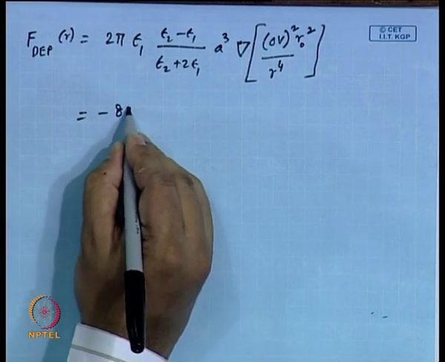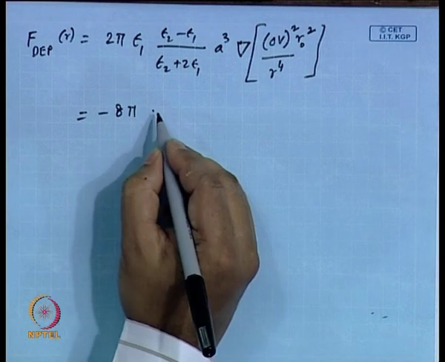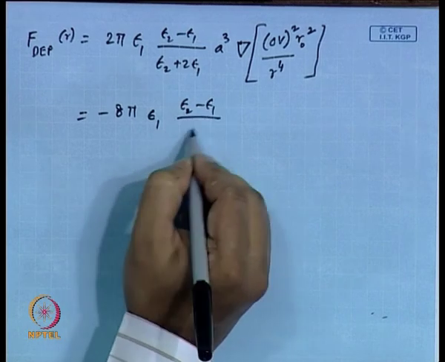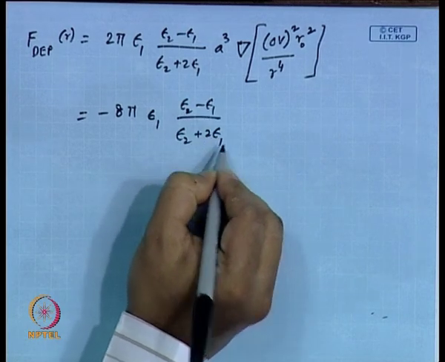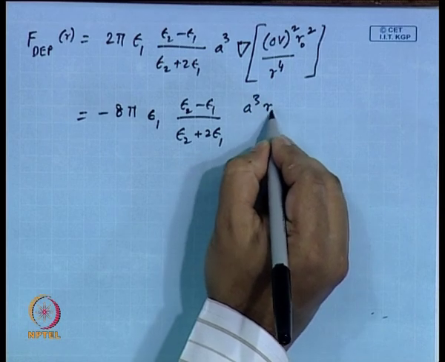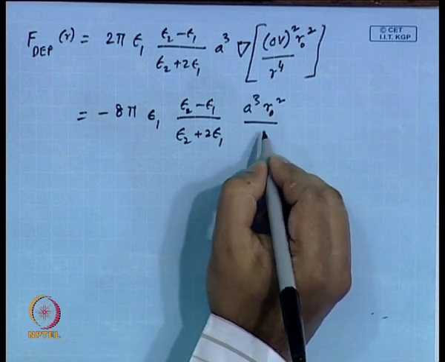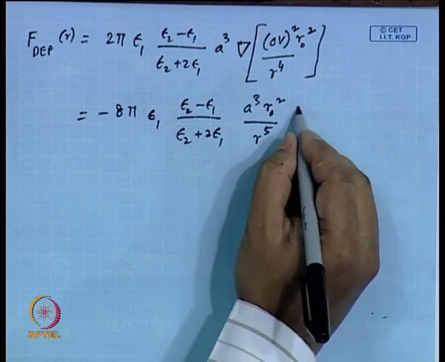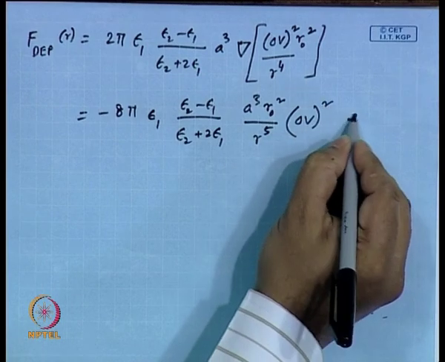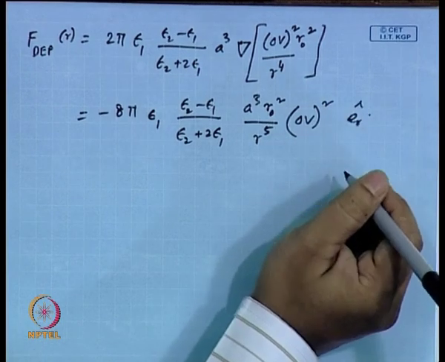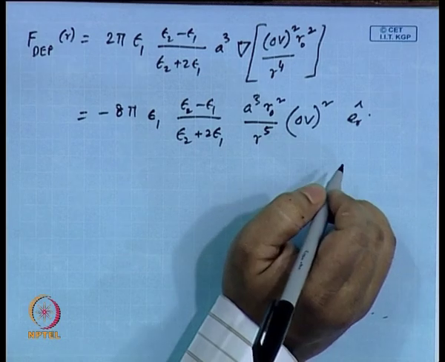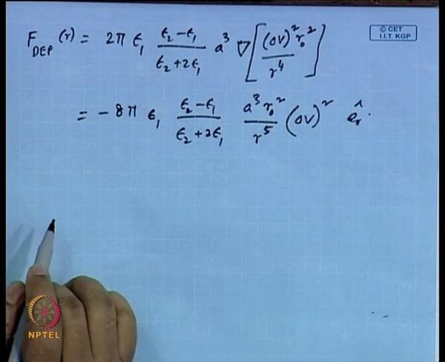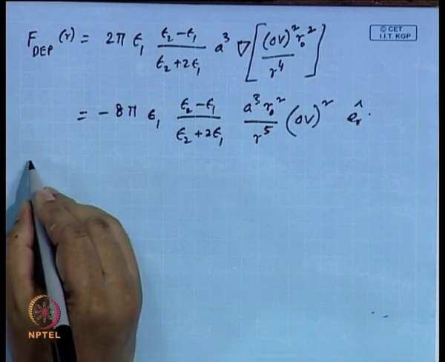So, I am writing it as 8 pi epsilon_1 times (epsilon_2 minus epsilon_1) by (epsilon_2 plus 2 epsilon_1) a cube, r naught square has come out, divided by r to the power 5, and then delta V square and E_r hat. So, this is the expression for F_DEP. Now, you need to find out what is F_DEP max.